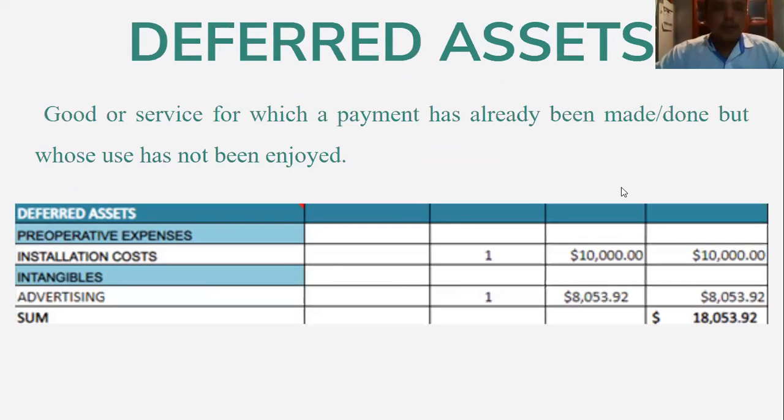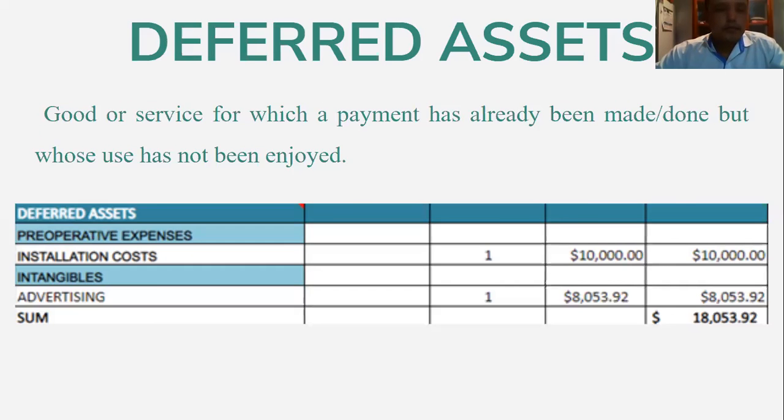Next, we have the deferred assets. These resources go hand in hand, and with these assets and our payment commitments in the short term, the following are the installation costs, which is 10,000, and the advertising, which is 8,053.92 pesos.